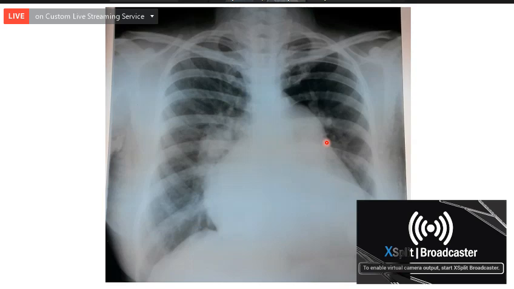Is the left atrium enlarged? Is there a left atrial enlargement? There appears to be a straightening of the left heart border. Carina cannot be visualized properly.